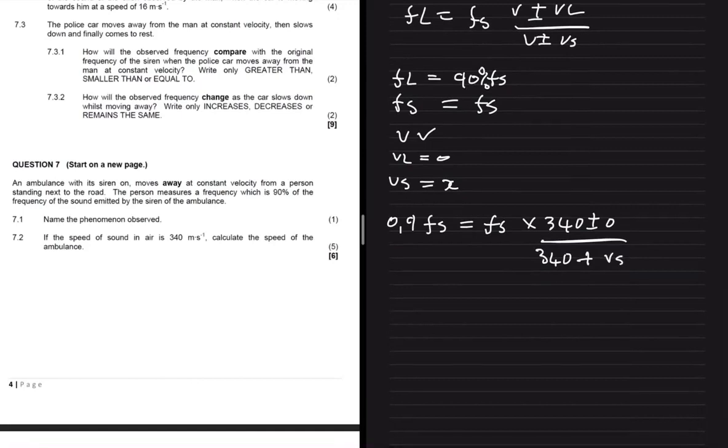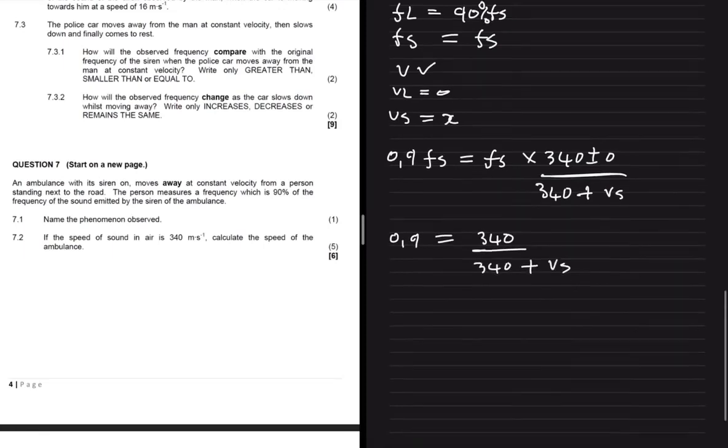What I'm going to do, I'm going to divide both sides by FS, right? So if you divide the right hand side by FS, FS and FS are going to cancel out, and then on the left hand side, if you divide 0.9 FS by FS, you're just going to be left with 0.9. So we have 0.9 equals 340 divided by 340 plus VS.